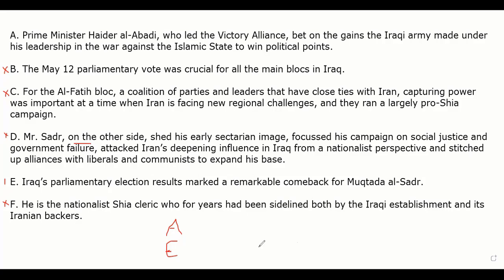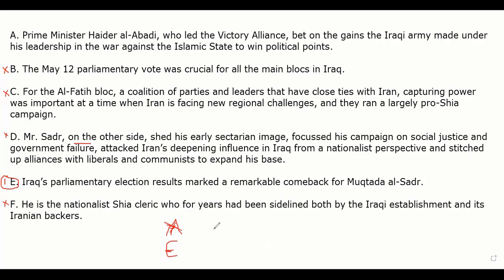Sir, if you put A... But even if we put E first, it says a remarkable comeback for Muqtada al-Sadr. So I am starting with E only, not A. I'll tell you why. E is the first one. That's why I put it first, right? But sir, we don't even know who is Muqtada al-Sadr. So the next statement has to be about al-Sadr, right?